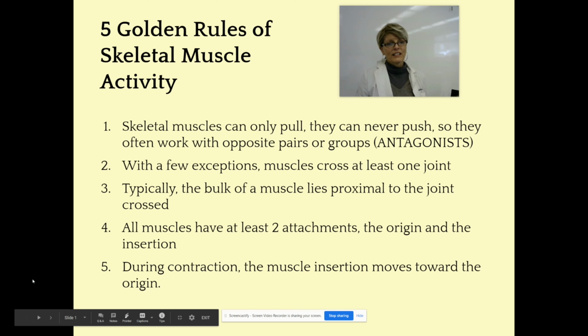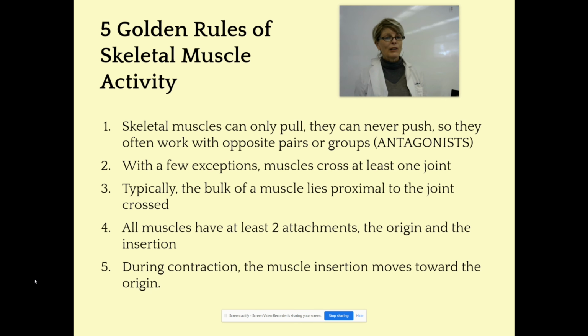One of the harder things that students usually have to figure out in this unit of study is determining what is the antagonist muscle, what muscles are doing the opposite action, because that's not something that you can find in a handy chart in your book. Most of the time your skeletal muscles cross one joint. Some exceptions to that are the muscles in your face, which are often attached to fascia or soft tissue. Usually the bulk of the muscle lies proximal to the joint that is crossed.